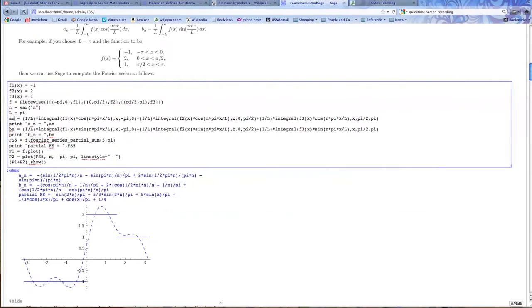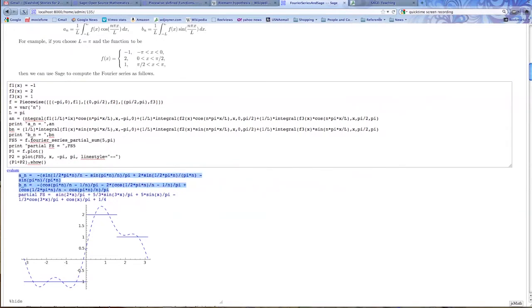Also, Sage can compute the a_n's and the b_n's symbolically. Just take n to be a symbolic variable like that, and you do the computation of the integrals, the 1 over L, integral minus L to L, that stuff there. Oops. And you can see the a_n's and the b_n's are computed right there.